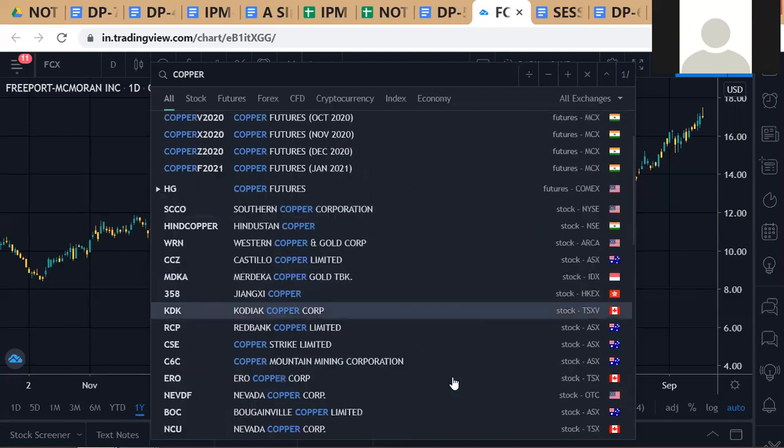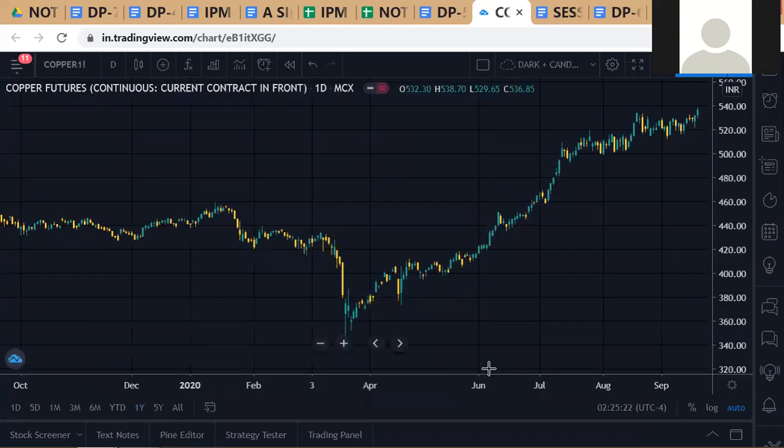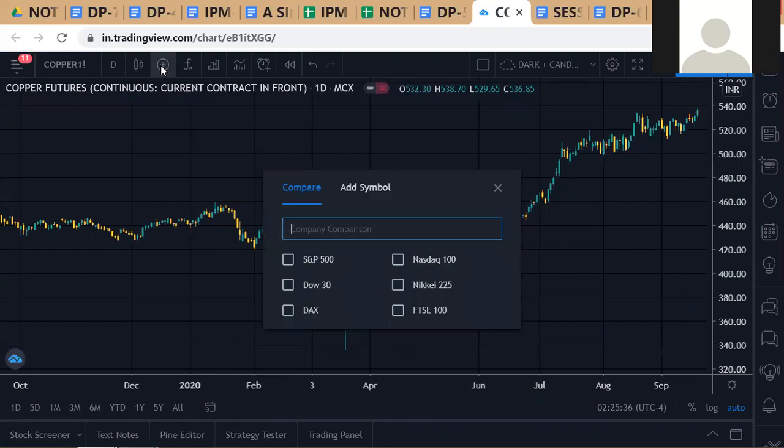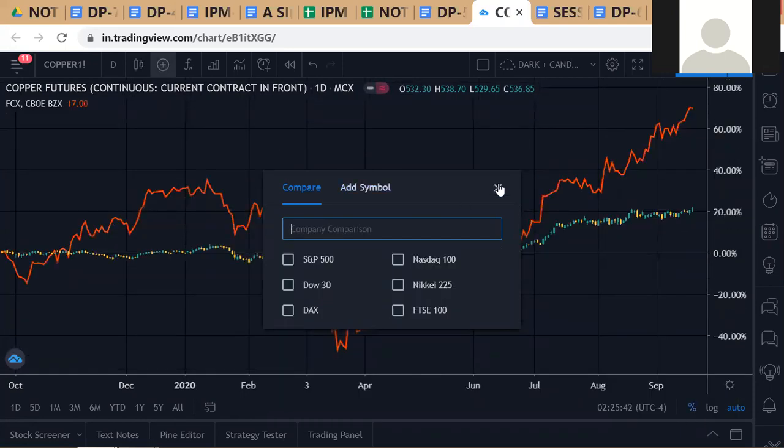I'm looking for a copper CFD actually. But okay, let's do the current contract, next contract. Let's do the current contract. Now you see this is a copper contract, continuous contract. Now very interesting, do you notice the similarity between FCX and copper? Okay, so let me do a compare, add symbol. Let me do FCX. That's Freeport McMoRan. They used to be called Freeport McMoRan Copper and Gold.